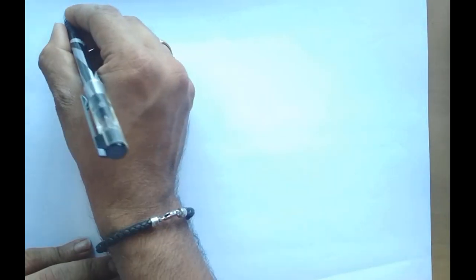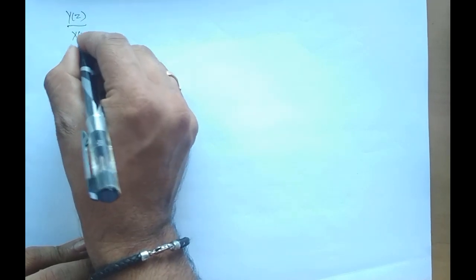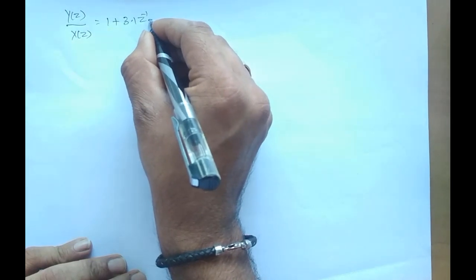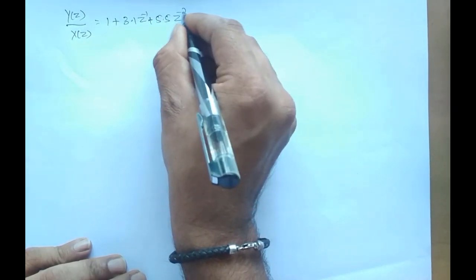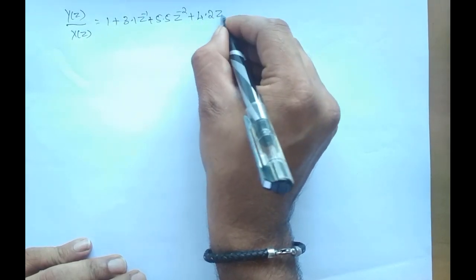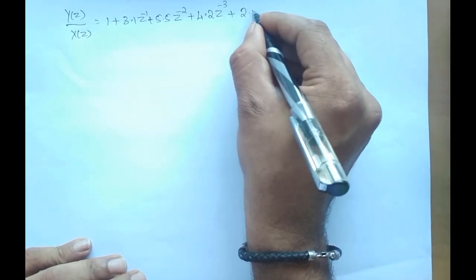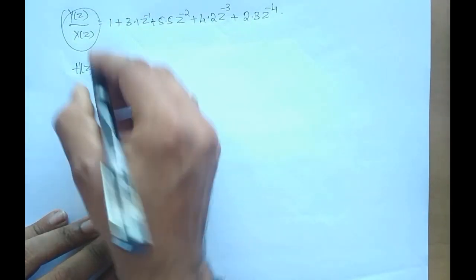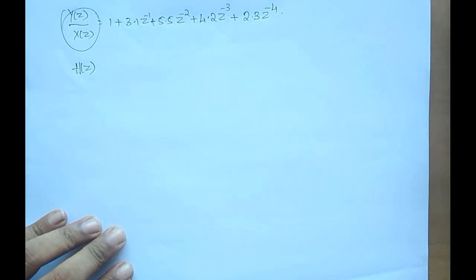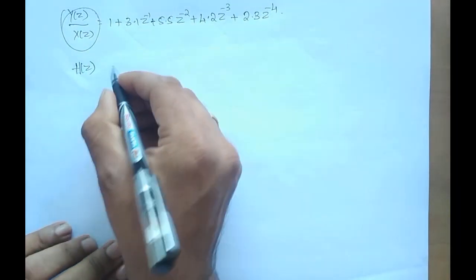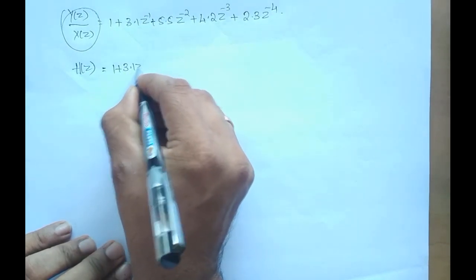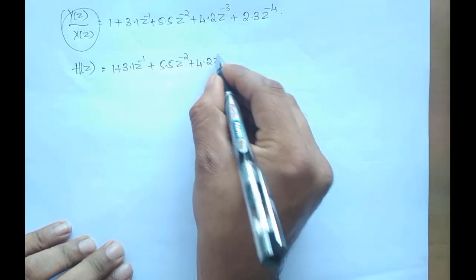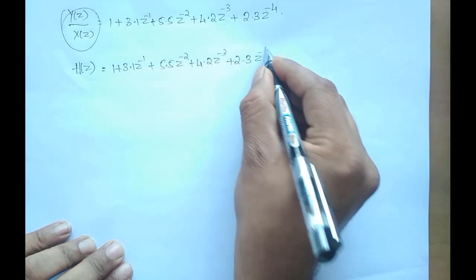Okay, so we'll do that. So y of z divided by x of z is equal to 1 plus 3.1 z power minus 1 plus 5.5 z power minus 2 plus 4.2 z power minus 3 plus 2.3 z power minus 4. Now what is this? This is nothing but H of z. So the z transform of the output divided by the z transform of the input is nothing but the system function H of z, which is equal to 1 plus 3.1 z power minus 1 plus 5.5 z power minus 2 plus 4.2 z power minus 3 plus 2.3 z power minus 4.